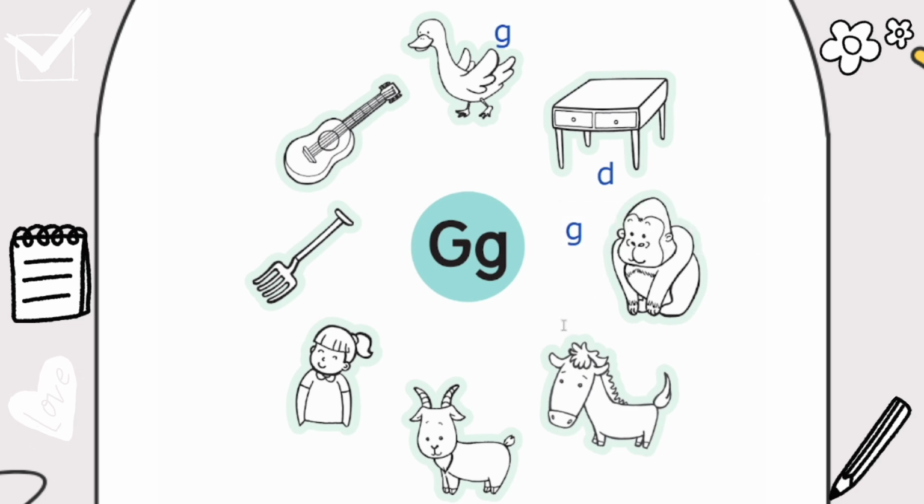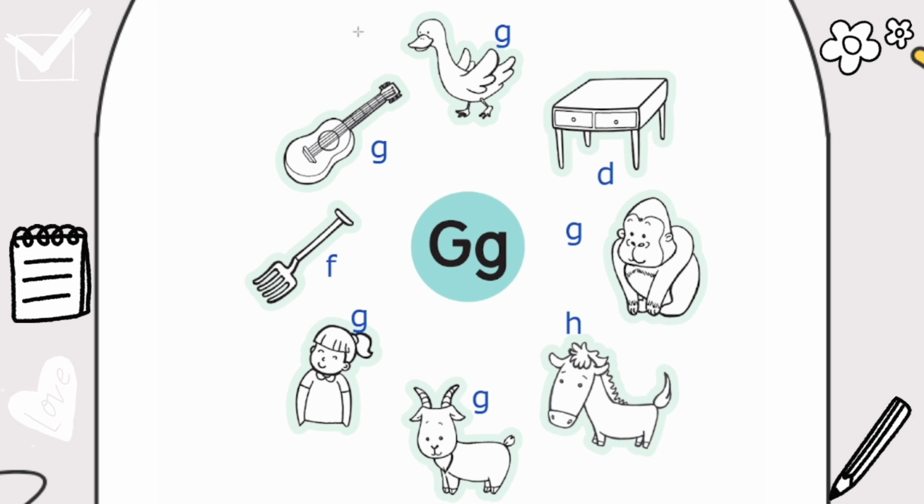Good job. Next one is a horse. Next one, g, g, goat. Good job. Next one, g, g, girl. Yes. All right. And the next is a fork. Yes. And this one, the gorilla was playing this. Yes, it's a g, g, guitar. Good job. Now let's circle all the words that begin with G.